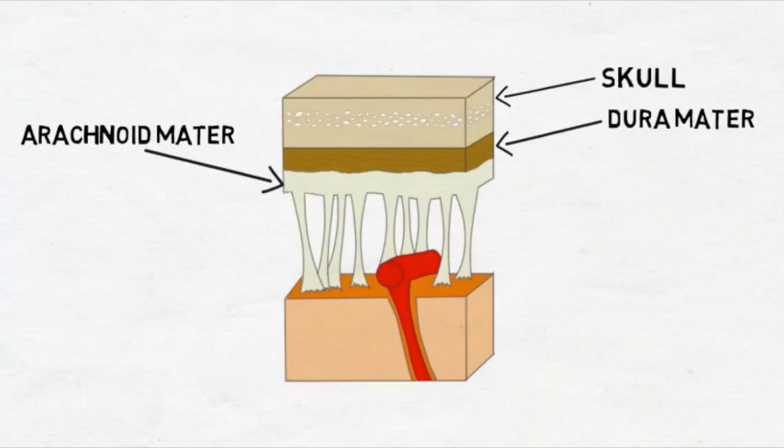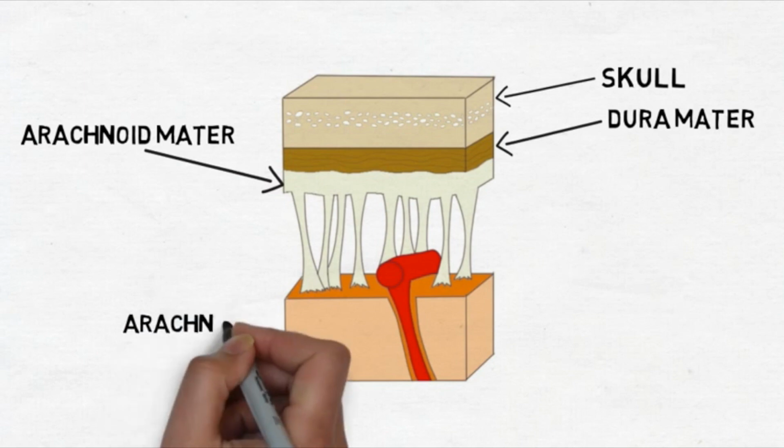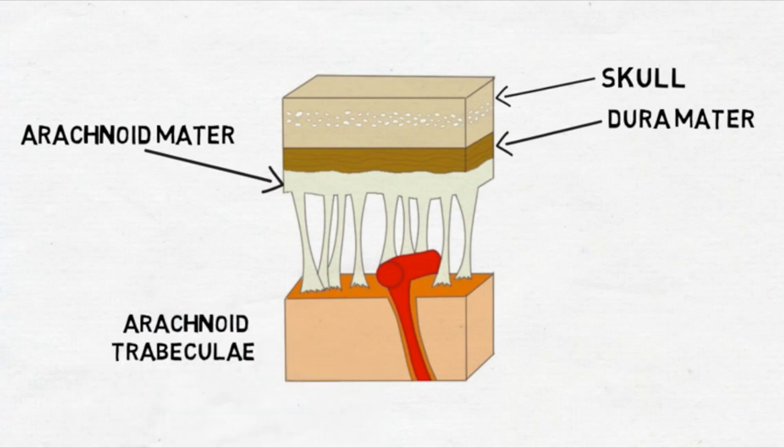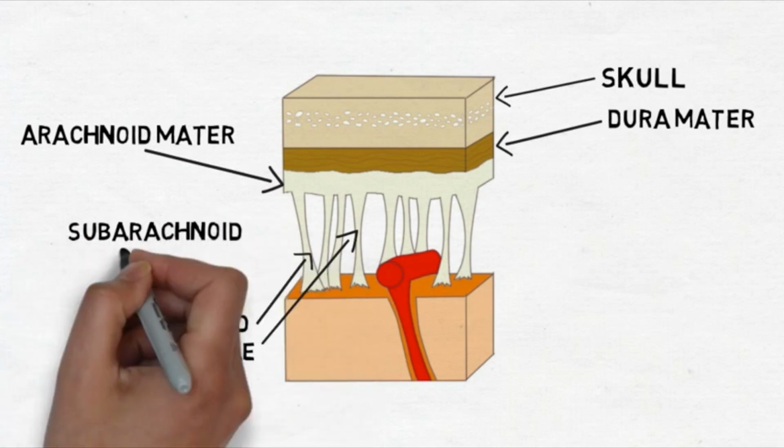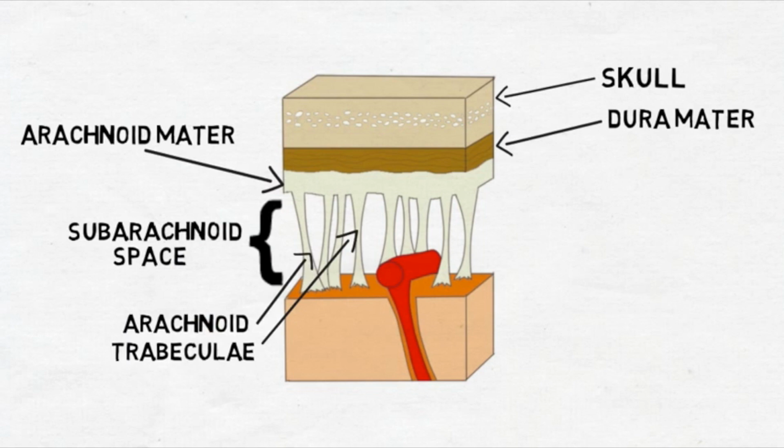And the second layer is the arachnoid mater. It is present between the dura and the pia mater. It has the consistency and appearance of cobweb. Strands of connective tissue called arachnoid trabeculae stretch between arachnoid and pia mater. They help to suspend the brain in place. Subarachnoid space is the other area which is present between the arachnoid and the pia mater, which is filled with cerebrospinal fluid. The third and the innermost layer is the pia mater.